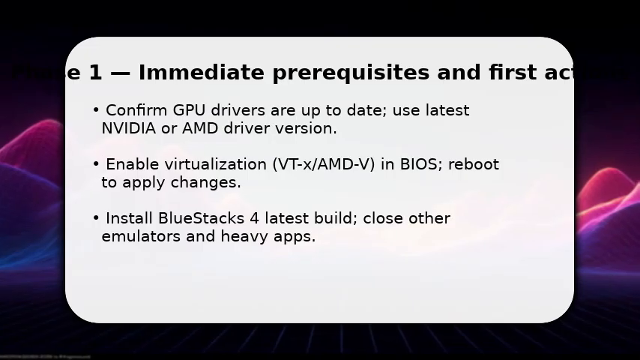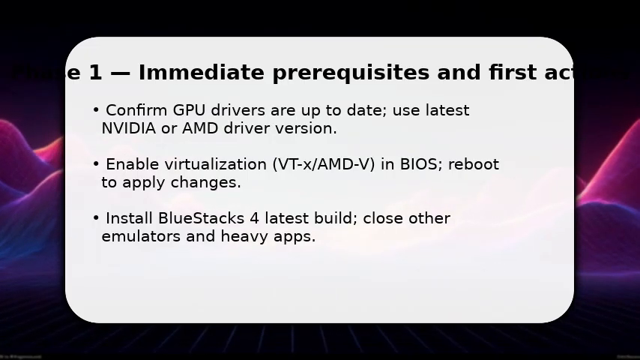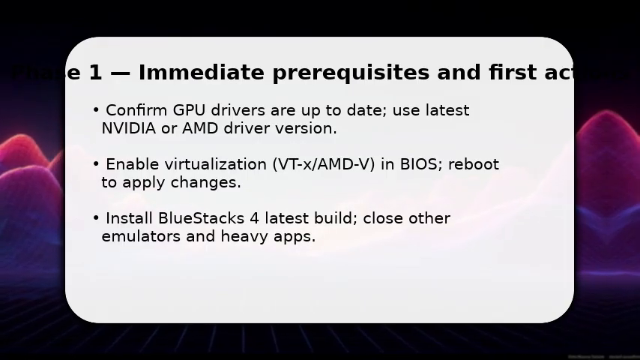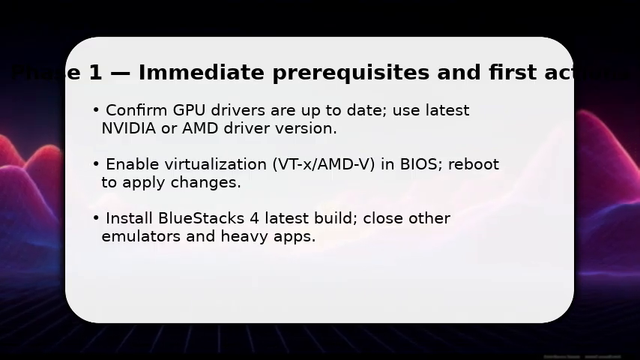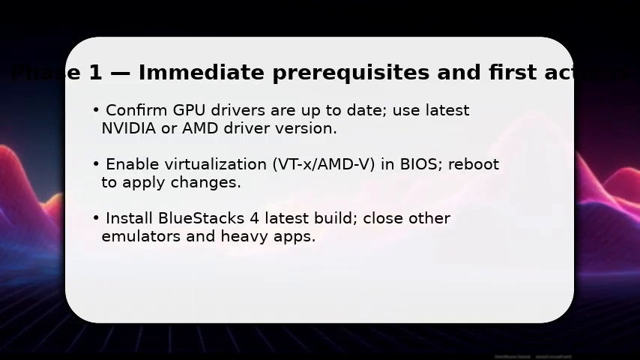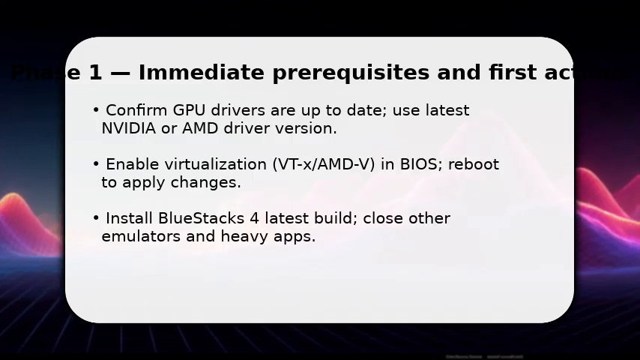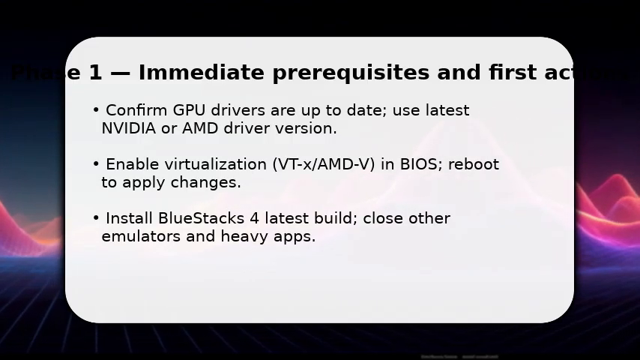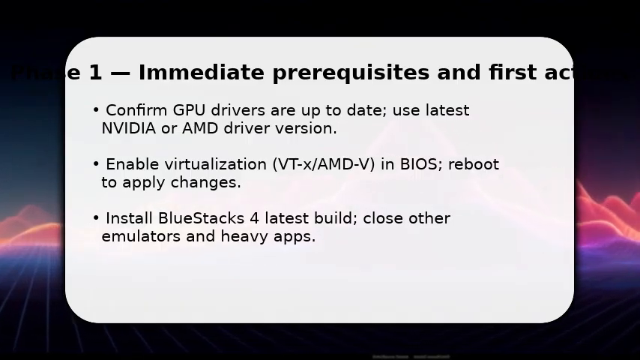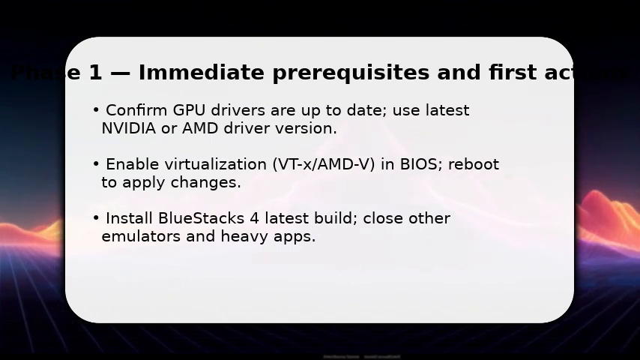You start by preparing the system, update GPU drivers now, and reboot if needed so the OS recognizes the new driver. Next, enable virtualization in BIOS, look for VT-x or AMD-V, enable it and reboot. Once done, install BlueStacks or run the latest installer. Make sure to close competing emulators and heavy background apps. You do this because BlueStacks relies on both hardware acceleration and virtualization to pass GPU workloads into the emulator efficiently.